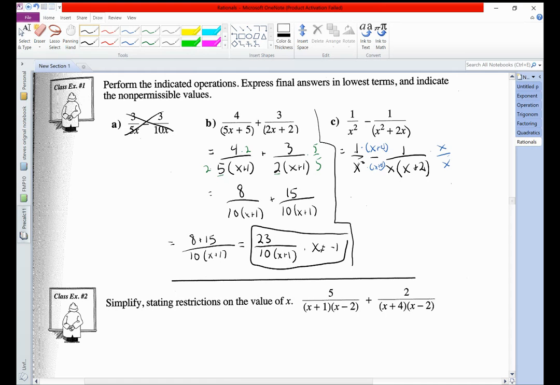So the first term, I'm going to have x plus 2 in the top. And that pen bleed, I'm sorry about that. I'm not sure what's going on.